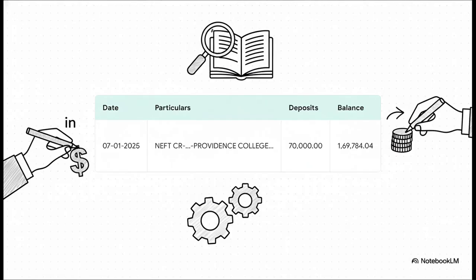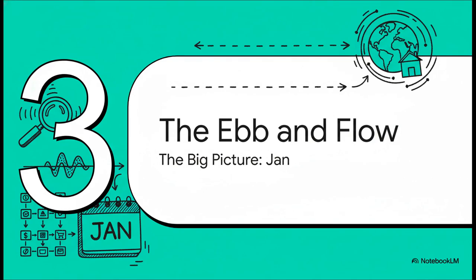And this example? Wow, this is a fantastic clue. We see an NEFT-CR transaction, a 70,000 credit coming from the Providence College of Engineering. Right away, that suggests a professional connection, maybe a salary, right? And just like that, with only 2 terms, we can now track all the money coming in and all the money going out. Okay, now that we can actually read this thing, let's zoom out.